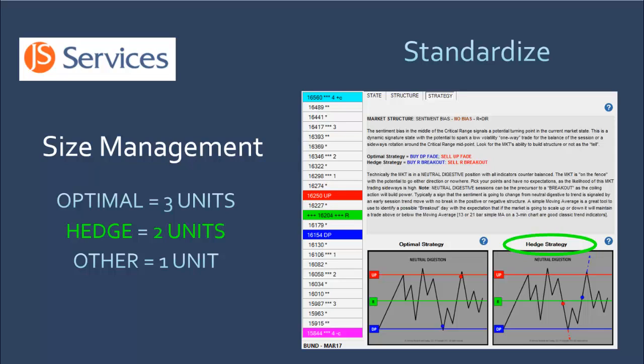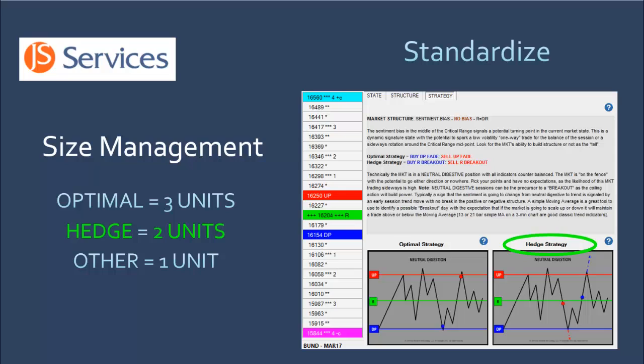Similar to playing blackjack, when you are dealt a hard 11, you need to double down. In trading, when your tactic signal is in alignment with the market structure bias in an optimal strategy theme, you have to trade your max size. You don't trade max size when you feel good. You trade it when your tactics align with the optimal structure bias. If it's a hedge theme, it should be a 2-unit trade.